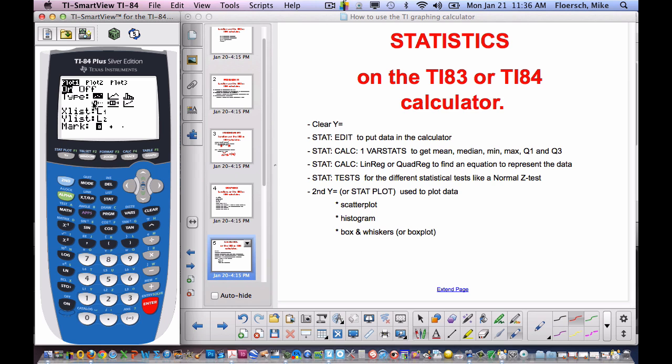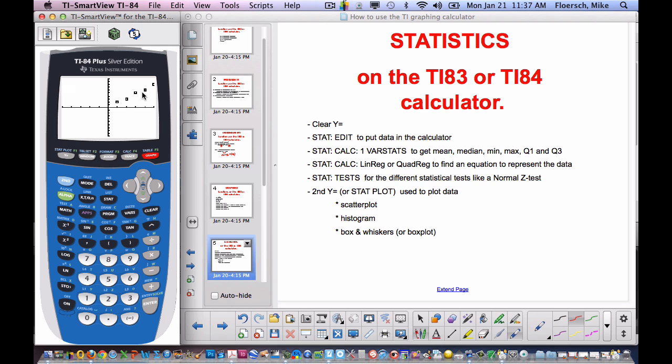The 4th one is what we call a modified box and whiskers. In other words, it'll point out any possible outliers or numbers that don't fit in the data. I would say scatter plot number 1, number 3, and number 5 are the 3 that you're going to use the most. I want to come up with a graph of a scatter plot, and I'm going to have it look at list 1 and list 2. My x values are in list 1, my y values are in list 2. I hit enter, and then I hit graph.